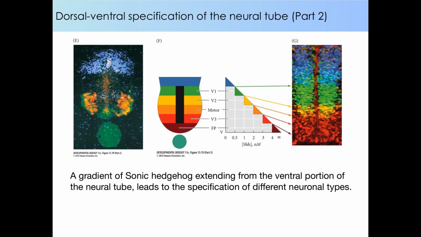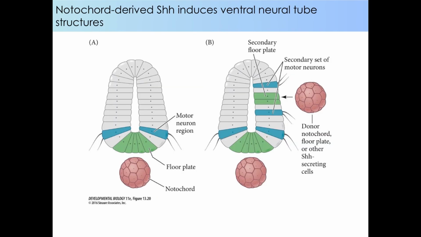Based on the amount of each factor that the cells are exposed to, they will express different transcription factors that will direct them to develop into specific types of neurons. For example, cells that are exposed to high concentrations of sonic hedgehog near the floor plate become motor neurons. Those that are exposed to less sonic hedgehog become interneurons, and those that are exposed to BMP develop into sensory neurons.